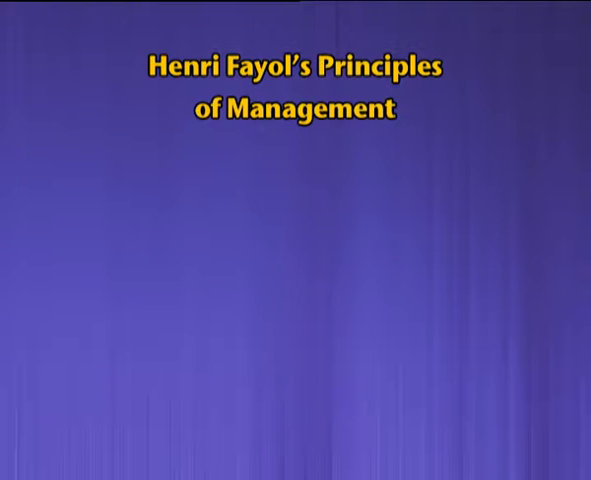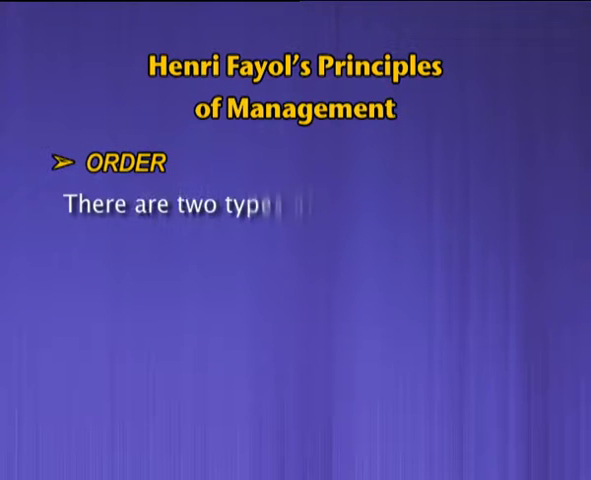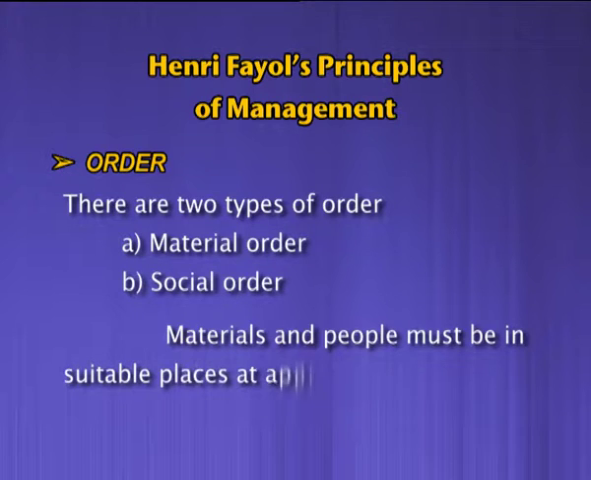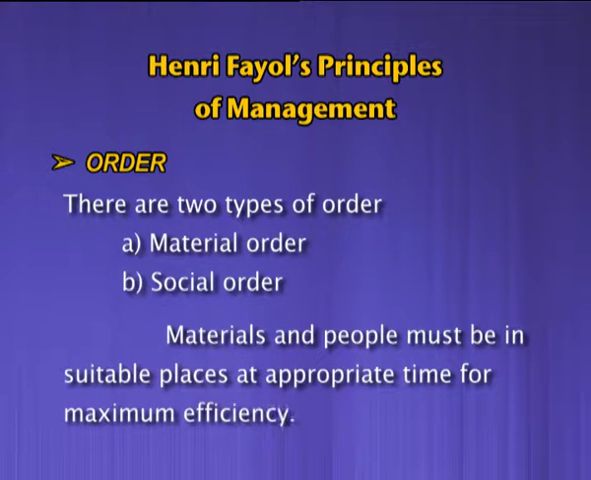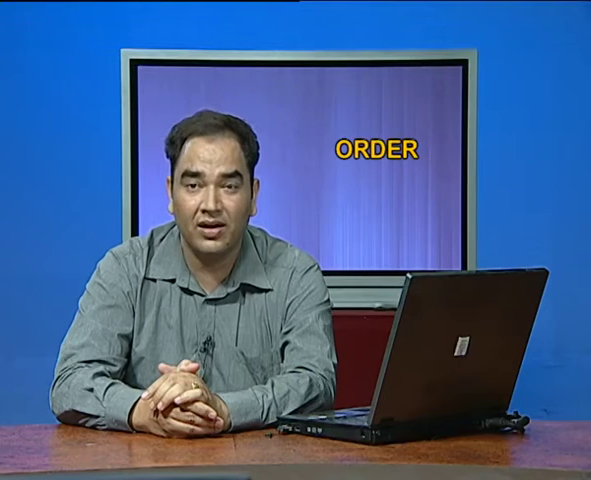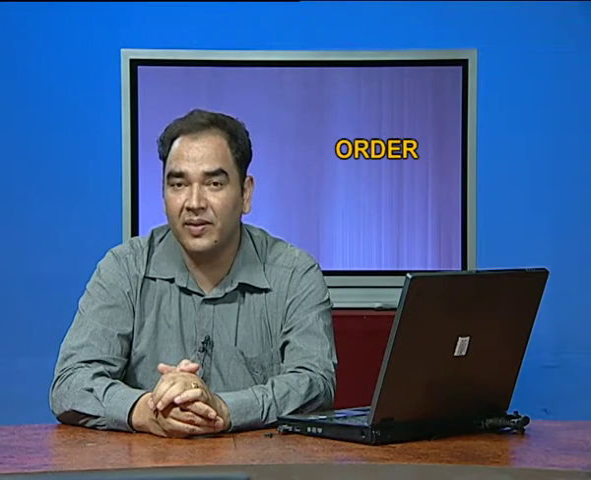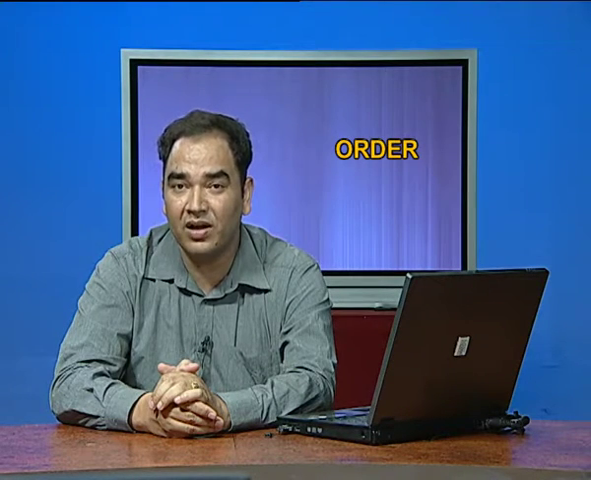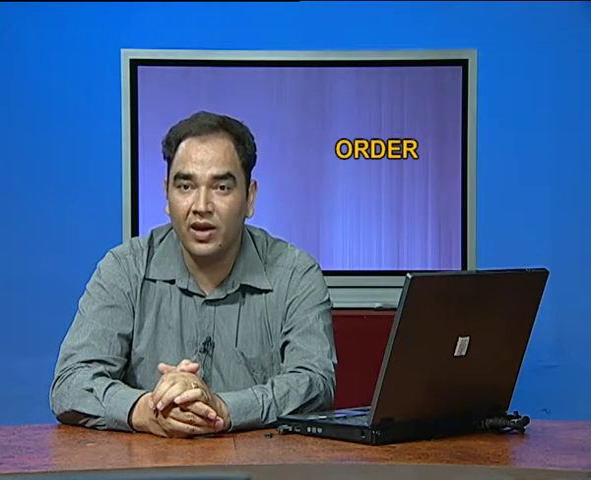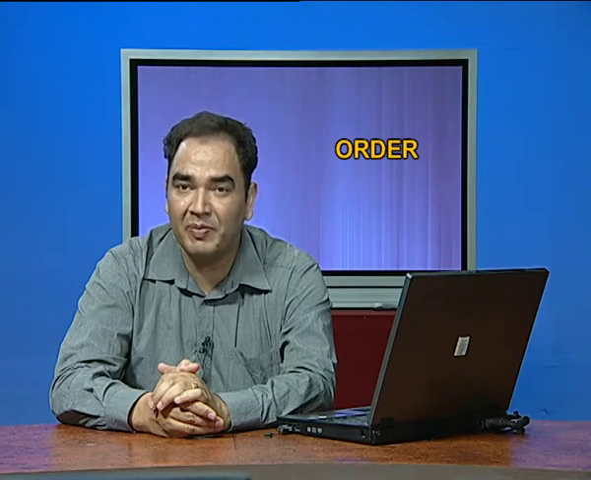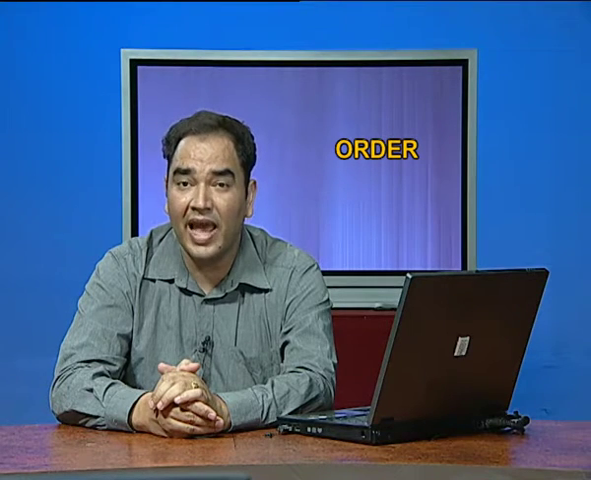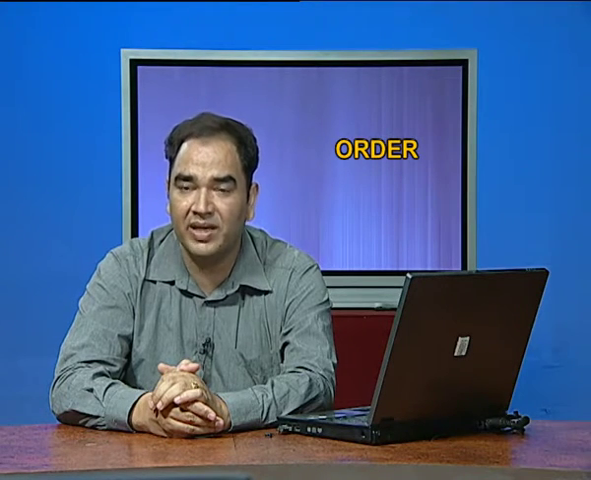The next principle is order. There are 2 types of order: material order and social order. Materials and people must be in suitable places at the appropriate time for maximum efficiency. Here, order doesn't mean an order given by one person to another, or your father giving you an order at home. Here, order means each and everything should be placed where it should be. The human resources, the physical resources, everything should be placed where it should be.